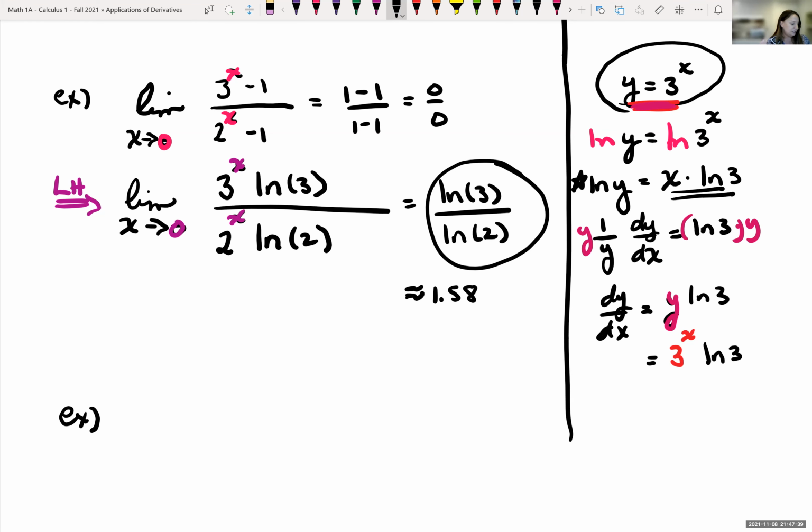Sometimes you might need to use L'Hopital's rule more than once, meaning that you might get an indeterminate form more than once. So you might get 0 over 0. Take the derivative of the numerator and denominator and get 0 over 0 again. So you could use L'Hopital's rule again on that and keep going until it breaks down where you get some number other than something in indeterminate form. Okay, see if I can do one more really quickly.